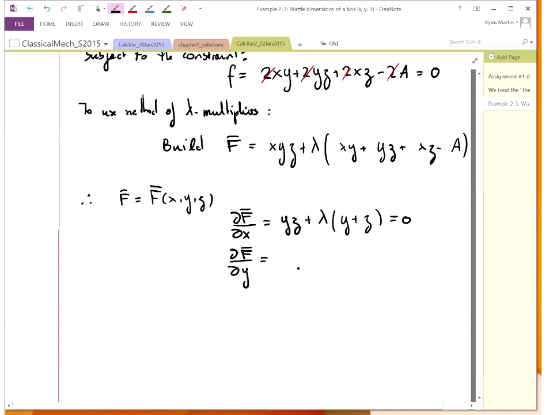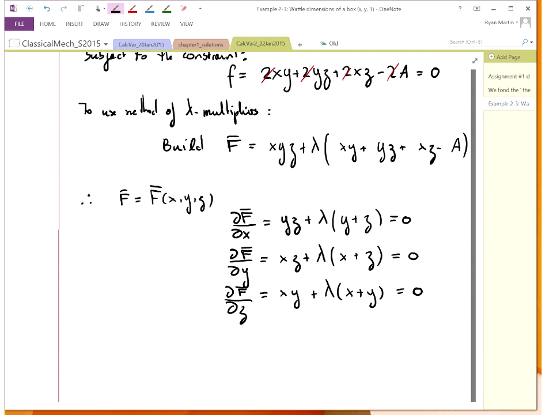To do the other ones, we have ∂f bar/∂y. So that's going to be equal to xz plus lambda times x plus z. And that's got to equal 0. Then we have ∂f bar/∂z. That's equal to xy plus lambda times x plus y. And that's got to equal 0. Right, so that's the condition for f bar to be stationary. And that means that f will be stationary subject to lowercase f.